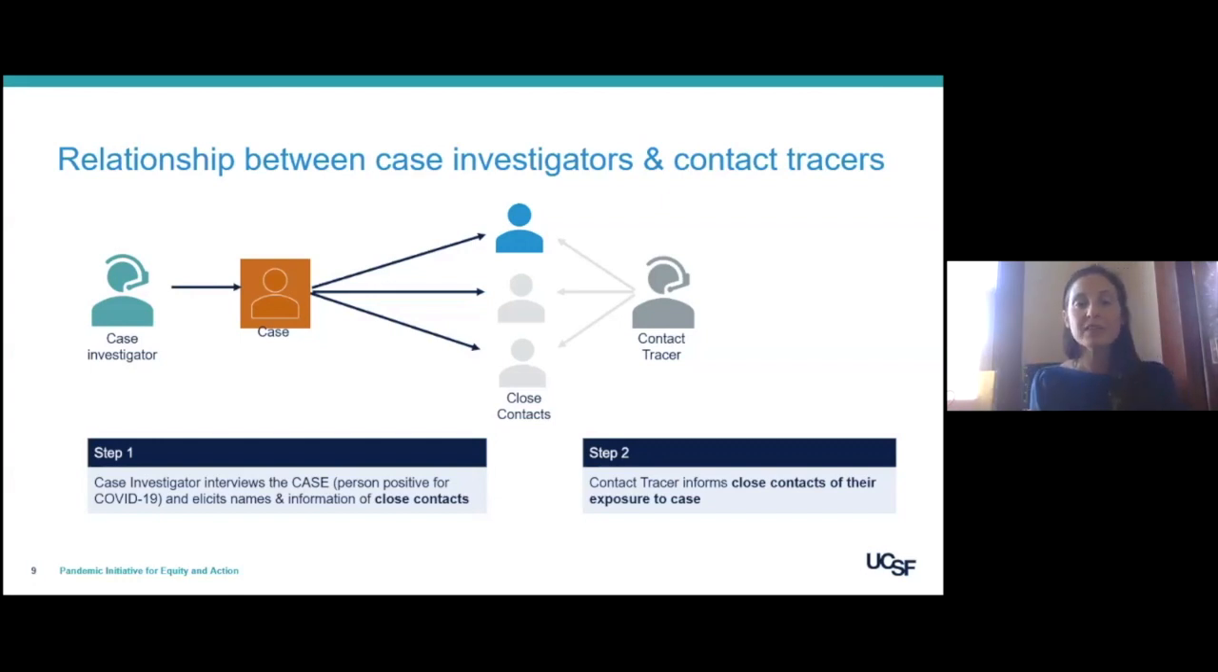Then once you have a list of contacts, that list goes to the contact tracers and then they call the contacts and advise them on quarantining, getting tested, and checking to see if they're symptomatic. And like I said, sometimes it's the same person, sometimes they're two different people that work closely together.